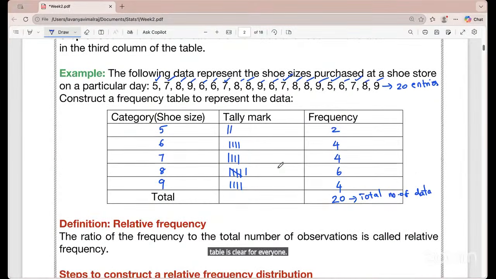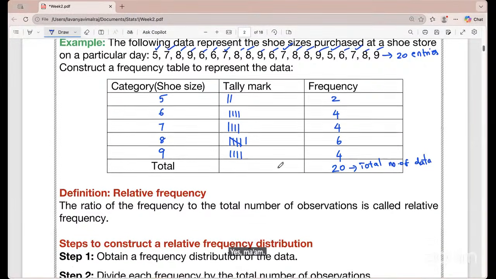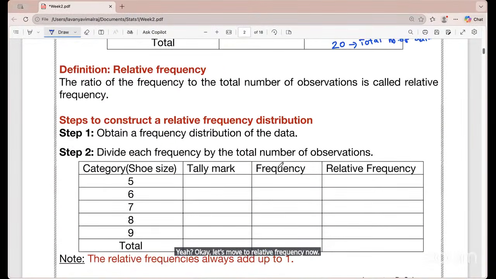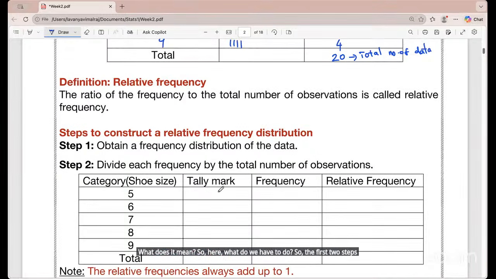Okay, let's move to relative frequency now. What is relative frequency? The ratio of the frequency to the total number of observations is called relative frequency. The first two steps are the same: making the tally marks and then the frequencies. Then you have a third step. First obtain a frequency distribution, and then divide each frequency by the total number of observations.